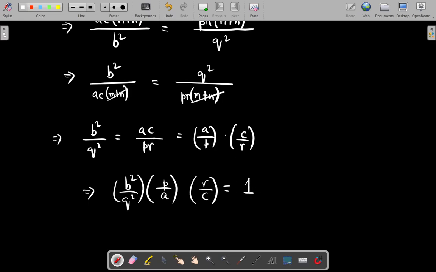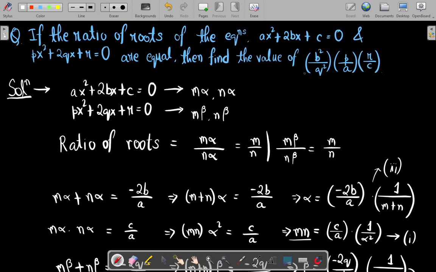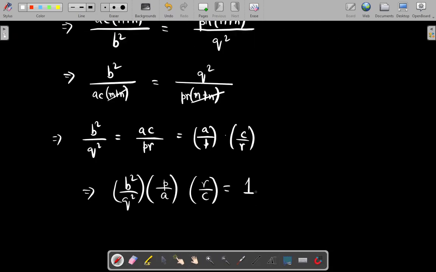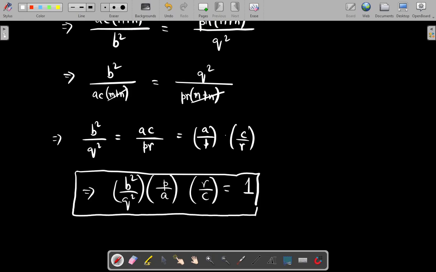nothing but 1. Now if I go back, b square upon q square is equal to, if it goes to the other side, this is ac upon pr. And I think this was the question: b square upon q square times p upon a times r upon c. So yes, this is the final answer solution that was asked in the question. So the final answer is 1.